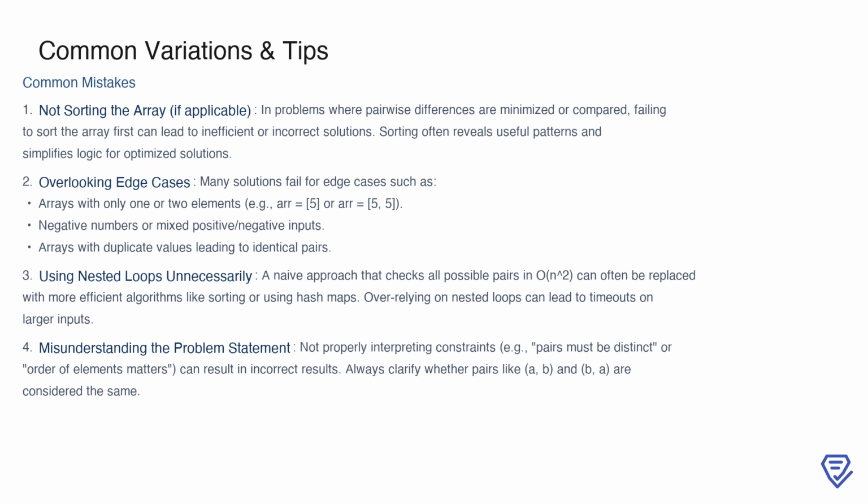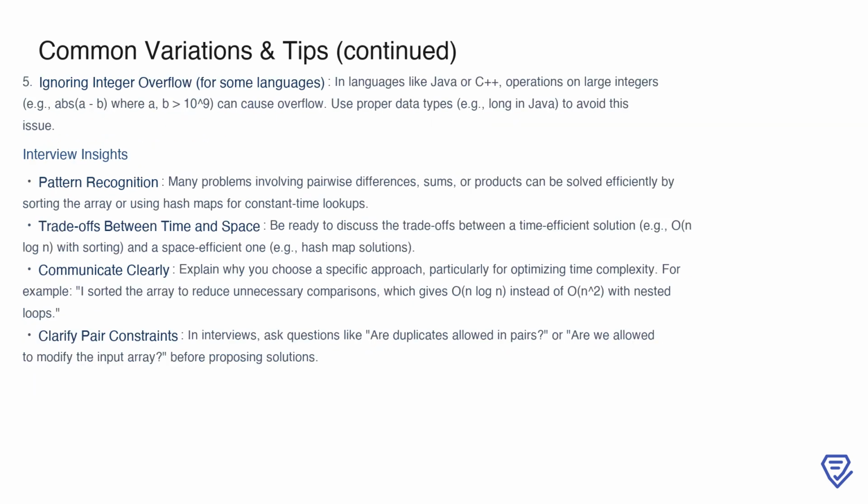Lastly, misunderstanding the problem statement can lead to errors. For instance, failing to distinguish whether pairs like (a, b) and (b, a) are considered the same or whether duplicates are allowed can result in incorrect solutions. It's always important to carefully interpret the constraints before coding your approach. Another consideration is integer overflow, which can arise in some languages like Java or C++ when working with very large integers. For example, calculating abs(a - b) for values where a and b exceed 10 to the power of 9 may produce unintended results. Using appropriate data types, such as long in Java, helps avoid this issue.